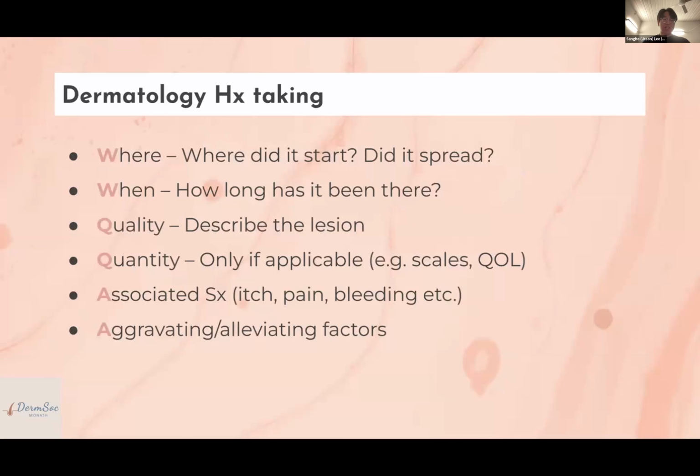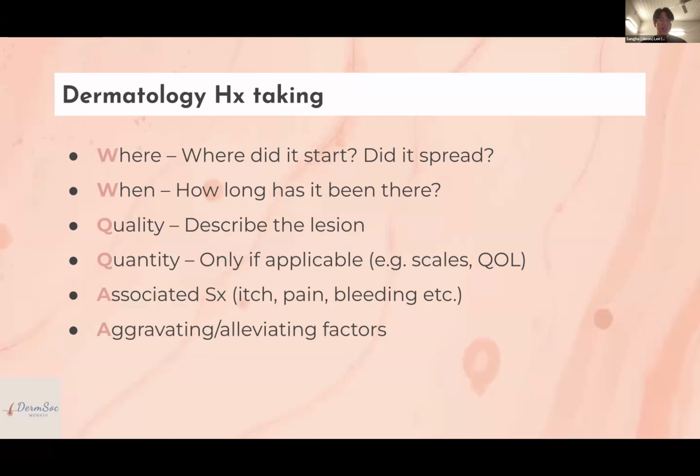History taking for derm using the WWQQAA frame. Starting with where did it start? Did it spread? Did it become generalized? Is it symmetrical or is it just one-sided? How long has it been there? Is it getting worse, getting better? Describing the lesion is very important in derm. And associated symptoms like itch, pain, bleeding, etc., and aggravating and relieving factors, as always.